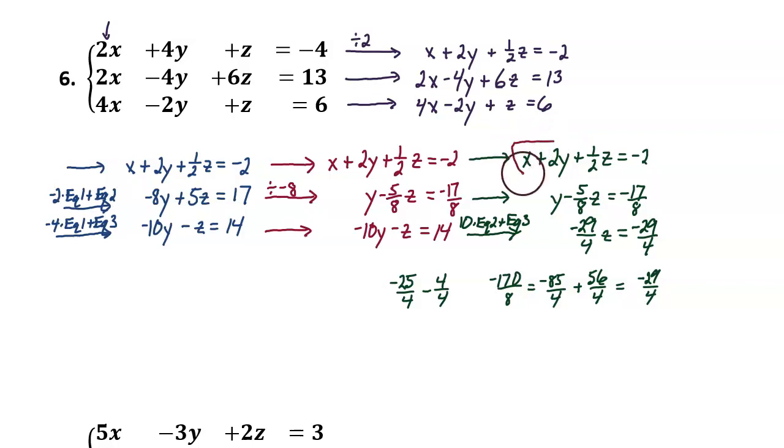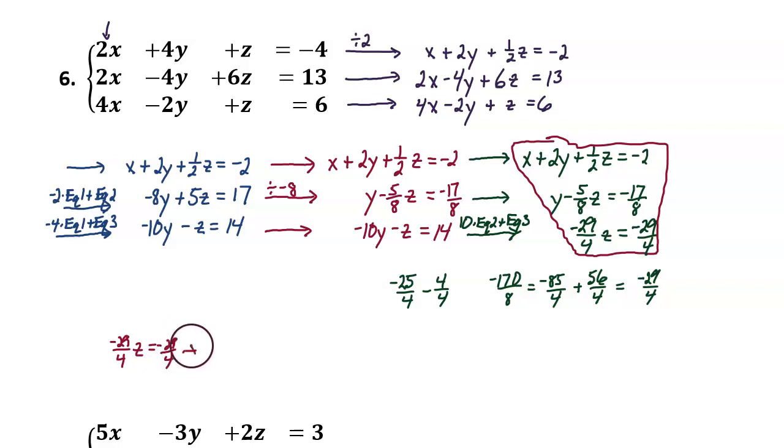At this point, we've created row echelon form. Let's solve for z, then y, then x. Start with the last equation. Negative 29/4 z is equal to negative 29/4. Therefore, z is equal to 1. Take that answer for z and substitute it into the second equation. So we have y minus 5/8 times 1 is equal to negative 17/8. Therefore, y is equal to negative 17/8 plus 5/8. That's negative 12/8, which simplifies to negative 3/2.